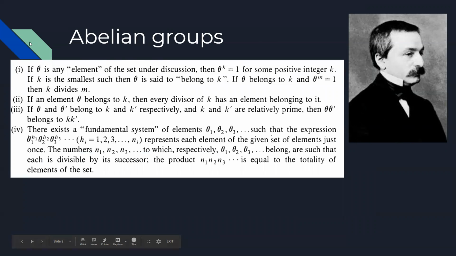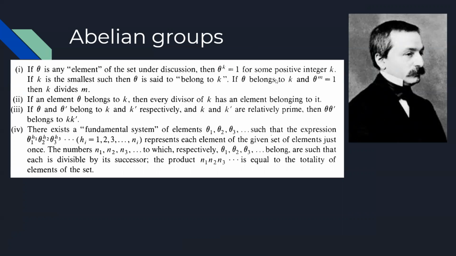And here were a set of properties that he also discovered. So the first one relates to the order of an element. For theta being some element in a set, if that element to the k power is equal to 1, the identity element, for some positive integer k, and if that is actually the smallest possible number for theta to the power of k to be 1, then he says it belongs to k. In other words, k is the order of the element theta.